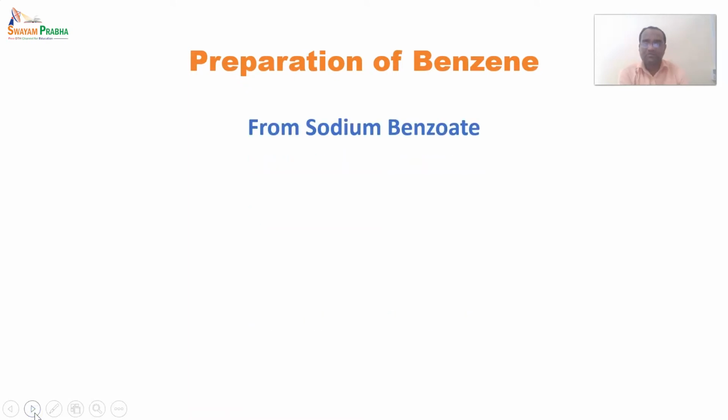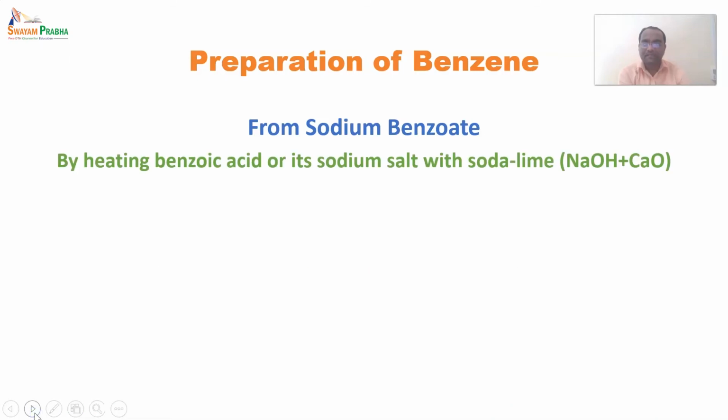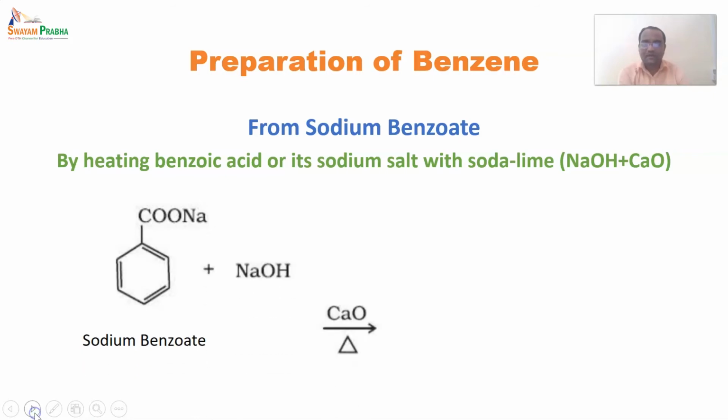Second one, that is from sodium benzoate, by heating benzoic acid or its sodium salt with soda lime. So soda lime is a mixture of NaOH plus calcium oxide. So either benzoic acid is taken, or sodium benzoate. So it is an ester form, and when it is heated with soda lime, that is NaOH and calcium oxide, it forms a benzene.